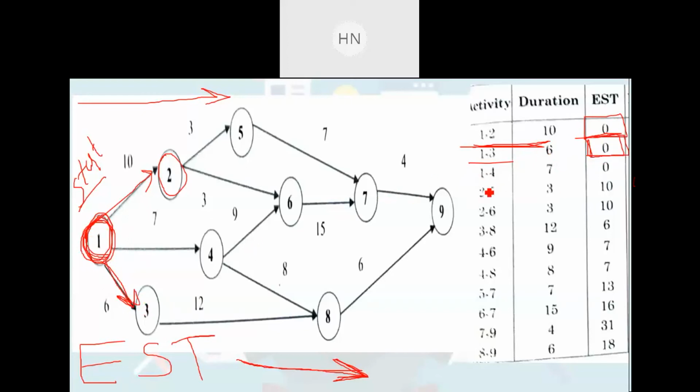After that, the next activity is 1 to 4, again that is a starting activity. It is coming out from the node number 1, so it is the initial activity, and the earliest starting time will be starting from 0 only. So for these three activities, 1 to 2, 1 to 3 and 1 to 4, we are having the same earliest starting time as 0, right? That you need to remember. Now let us move further with this and go for the next activities that are remaining.